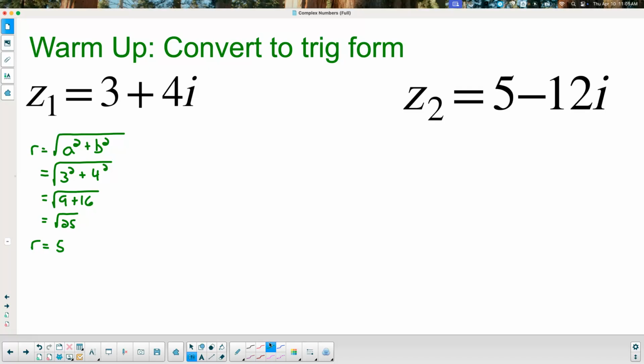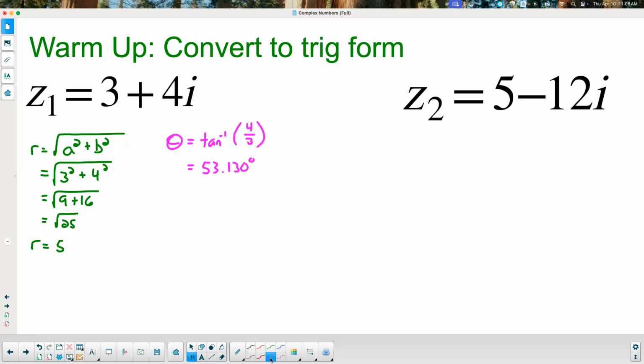Then I need to figure out my theta. In this case, I'm in quadrant number 1 on the complex plane, so my reference angle is my actual theta. That would just be the inverse tangent of 4/3, which I believe is 53.130 degrees, if I am not mistaken. Yes? Okay.